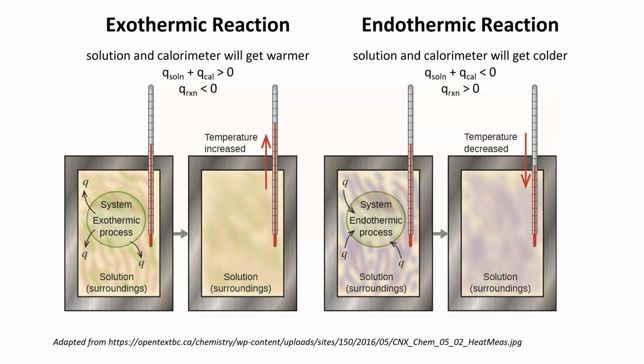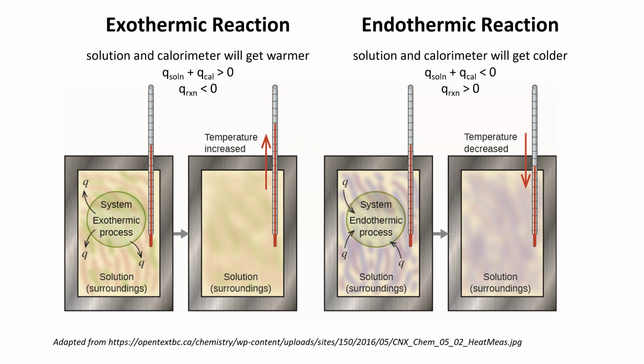Okay, so let's take a look at our two possibilities for our reactions. It's either going to be an exothermic reaction, where it releases energy, or an endothermic reaction, where it absorbs some energy in the form of heat. So let's focus on the left side to begin with, and we'll work with the exothermic reaction. In that situation, both the solution and the calorimeter are going to get warmer. As the reaction proceeds, it's releasing energy in the form of heat, and of course the surroundings, which is the solution, and the calorimeter as well, are going to get warmer.